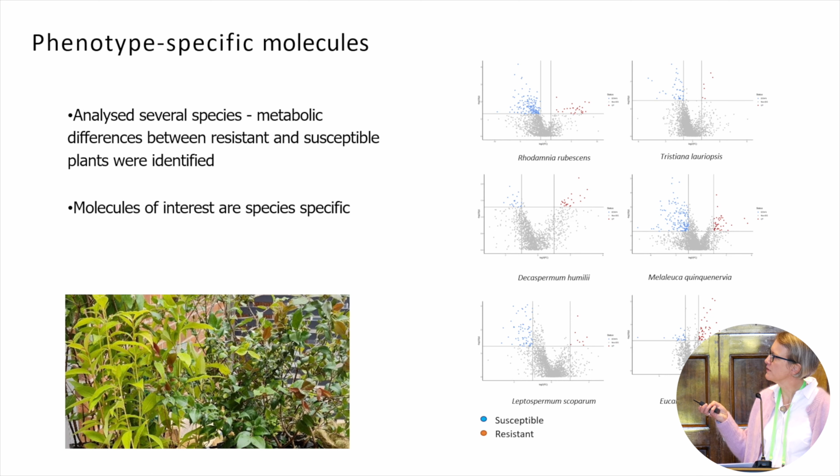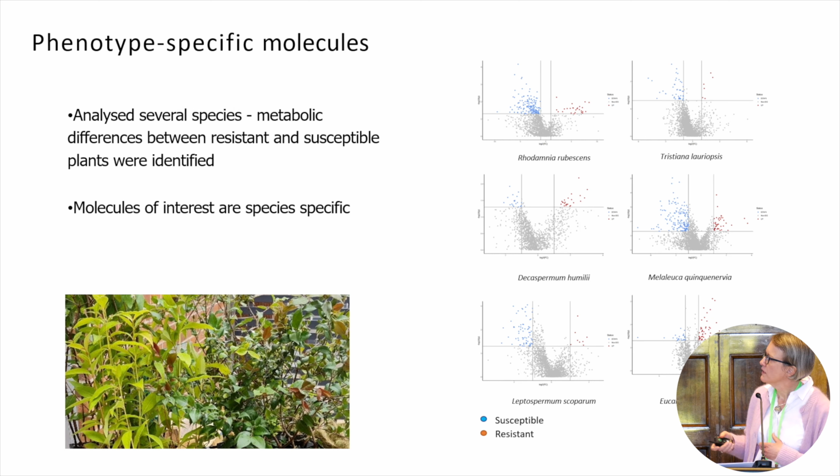But we did see the same kind of pattern. These are volcano plots, and the red dots indicate molecules that are more abundant in the resistant plants, and the blue indicates molecules that are more abundant in the susceptible plants. So we did again see a pattern and a difference between susceptible and resistant plants.